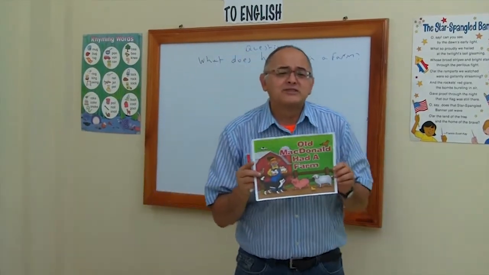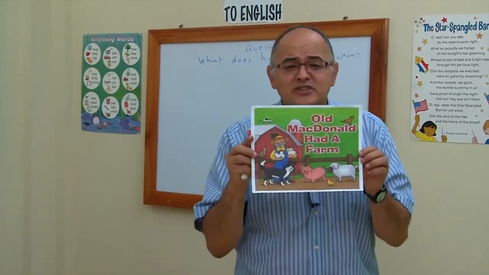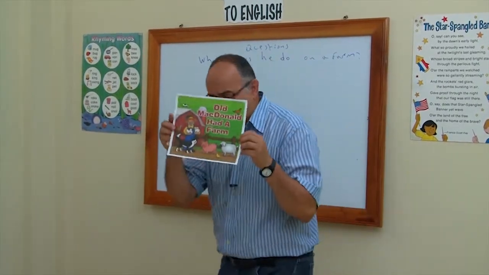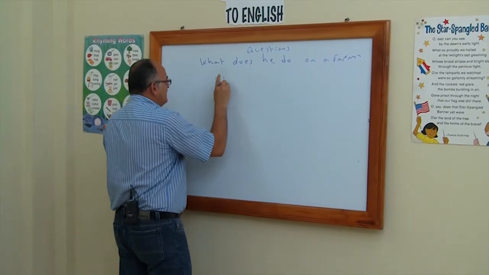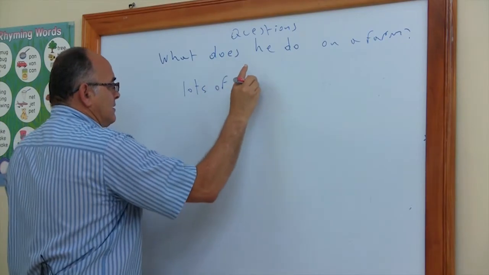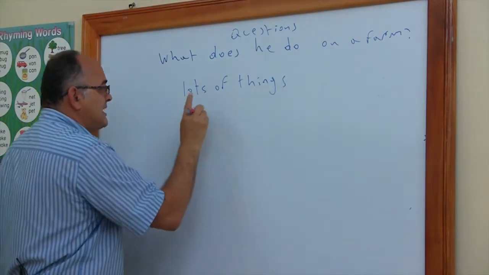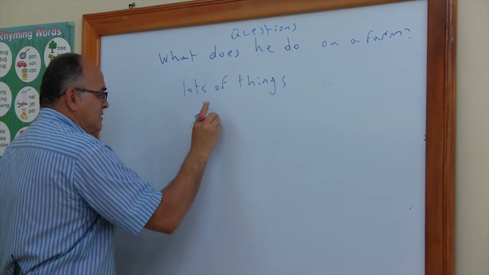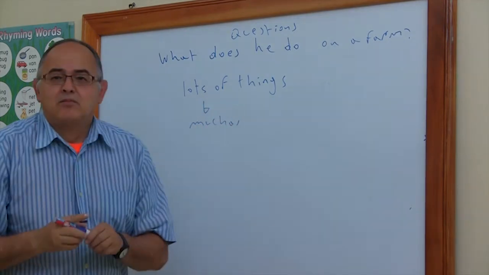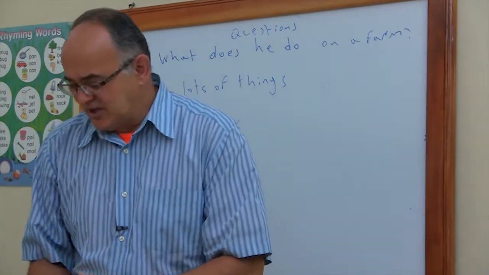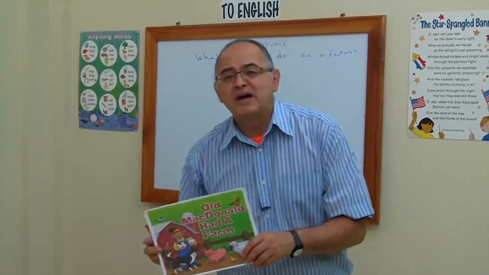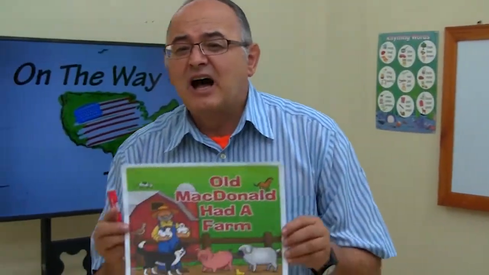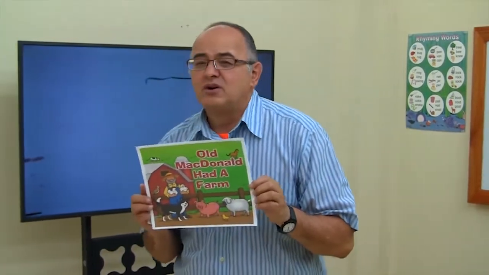Old MacDonald has lots of things to do. When I say lots of things in English, lots of things, I say muchas cosas. We don't imagine. He has to get up too early in the morning and he has to go to bed about 6 or 7 and he's very tired. Oh, poor MacDonald. So let's go to the topic.